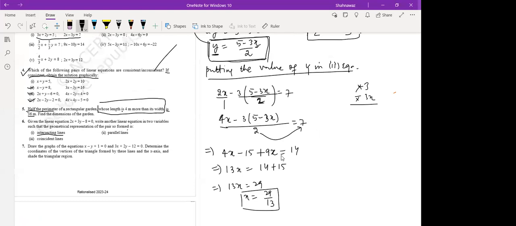12 minus 3y is equal to 8. 4x minus 6y is equal to 9. So that's one difference. a1 is equal to a2.